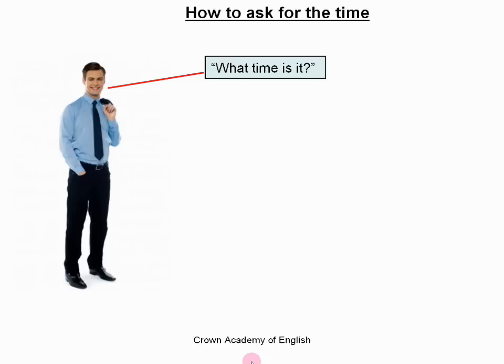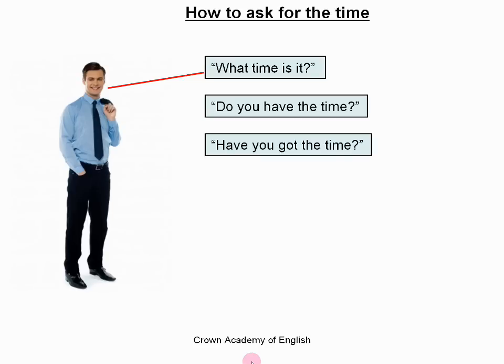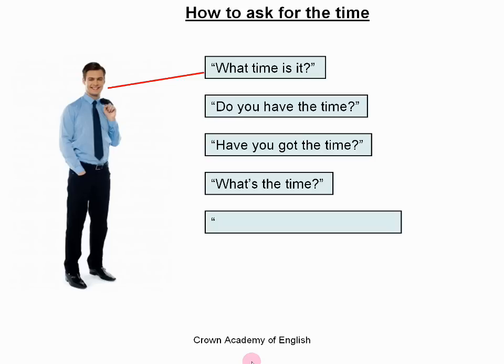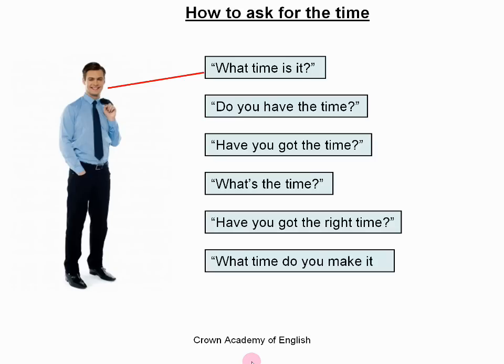What time is it? Do you have the time? Have you got the time? What's the time? Have you got the right time? What time do you make it? Okay, so these are all different ways that we can use to ask somebody for the time.